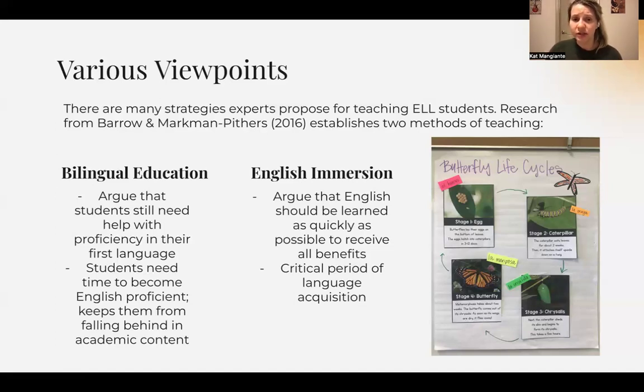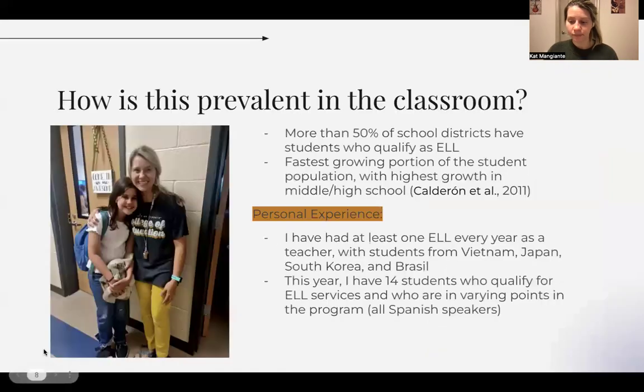People who argue for English immersion argue that English should be learned as quickly as possible to receive all the benefits. And they argue that there is a critical period of language acquisition, that once a student exits that period, they are not going to be able to learn that language anywhere near as quickly, and it will slow their growth overall. So, though there is an argument over the best model for ELLs, most public schools follow an English immersion model due to just lack of resources available and teachers available to cover that post.